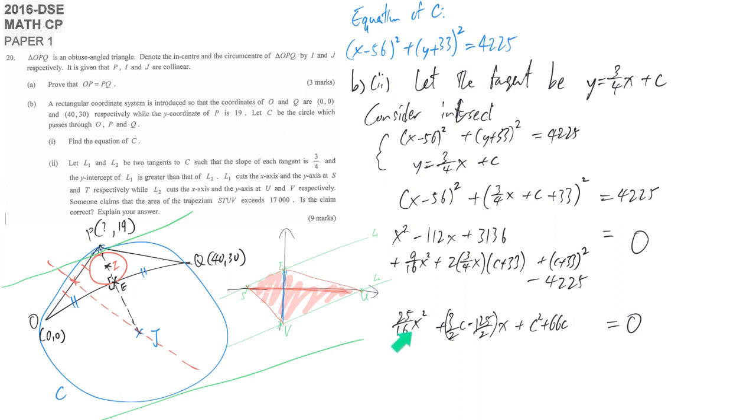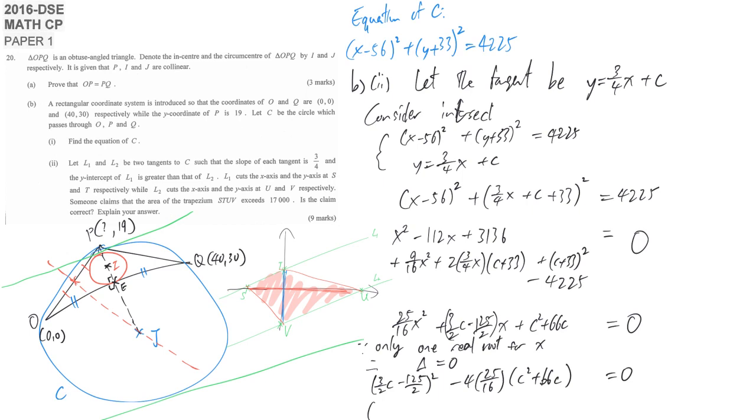So this is our quadratic equation with x squared term, x term, and constant term. Since it is a tangent, there is only one solution, only one real root for x. Therefore, the delta is equal to 0: (3 over 2 c minus 125 over 2) squared minus 4 times 25 over 16 times (c squared plus 66c) is equal to 0. Both sides times 4.